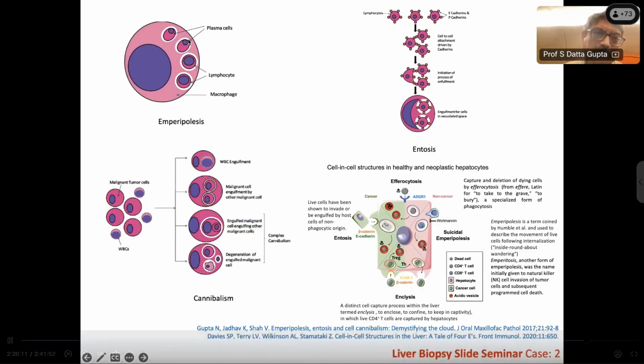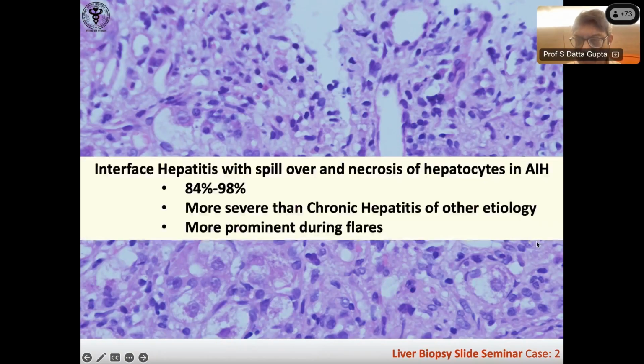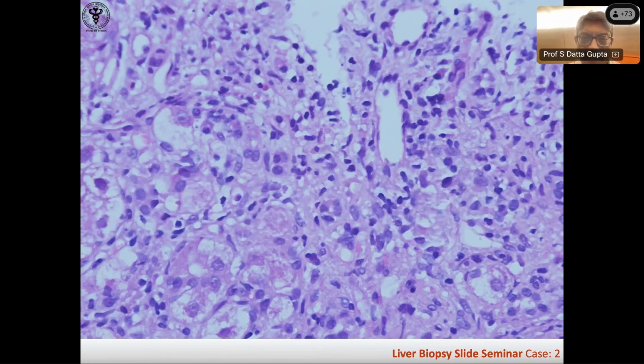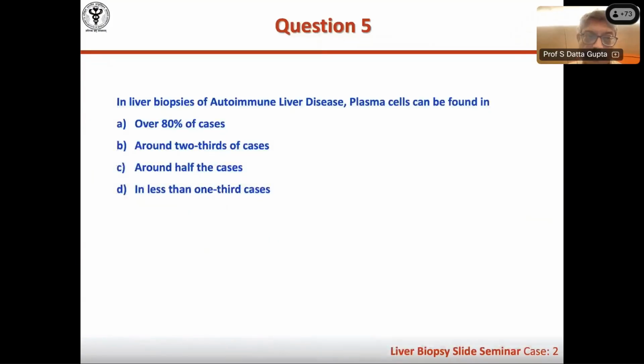Usually an inflammatory cell is seen inside the hepatocyte. So you can get emperipolesis in this, like here, in many cells, you see. And interface hepatitis, we'll go to each one of them separately. So interface hepatitis with spillover is seen in almost all cases of autoimmune hepatitis and is generally very severe, like in this case. And whenever there is a flare, it increases.